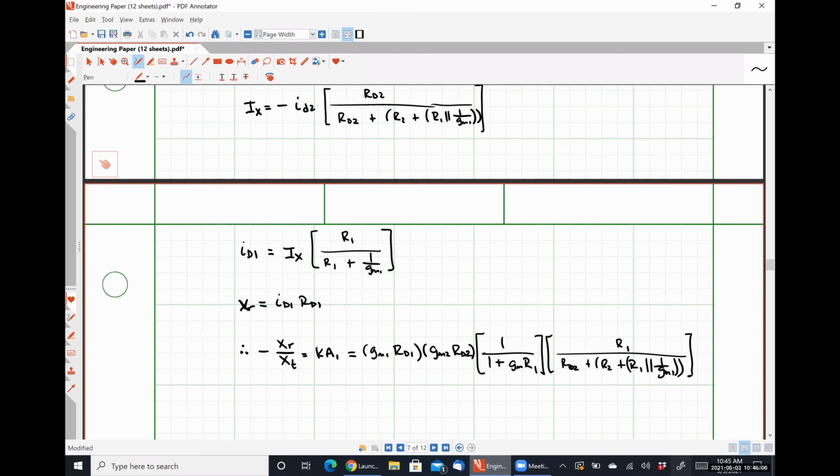On Wednesday, we are going to talk about the improvements to system performance caused by negative feedback. So we're going to mathematically define gain desensitivity, bandwidth extension, linearity improvement, all that kind of good stuff.